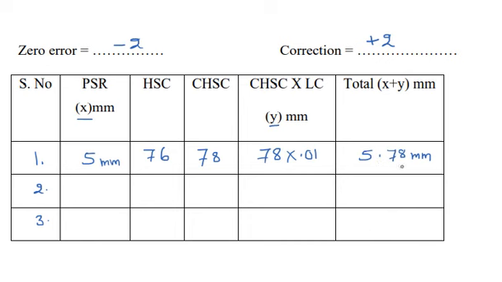In such a way, we can determine the thickness of a wire or the thickness of any glass plate using a screw gauge.